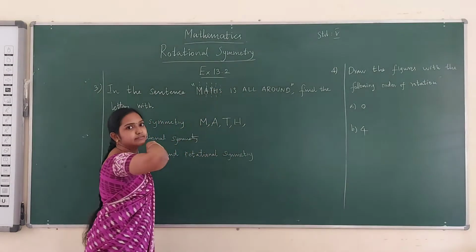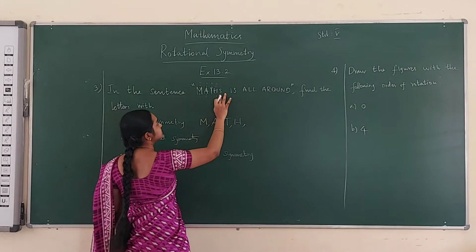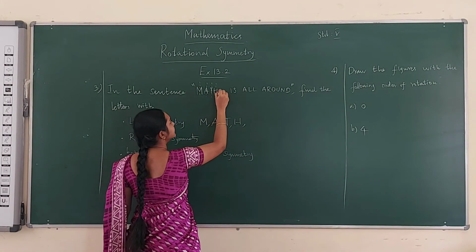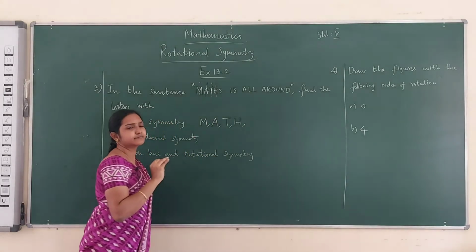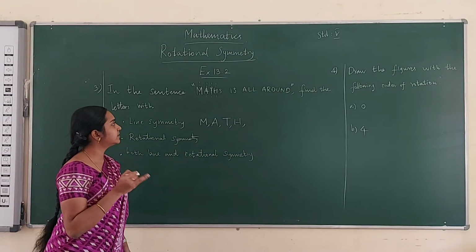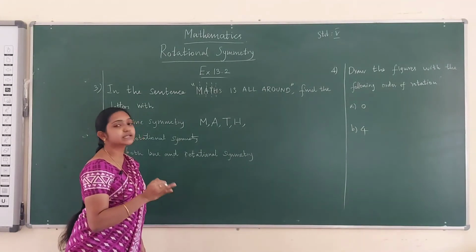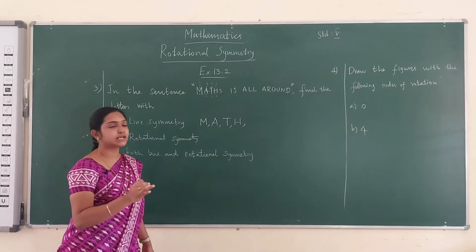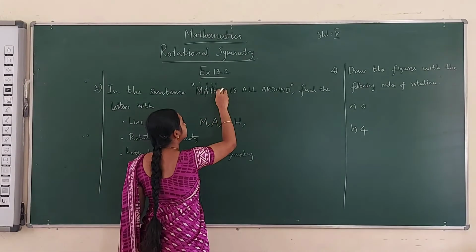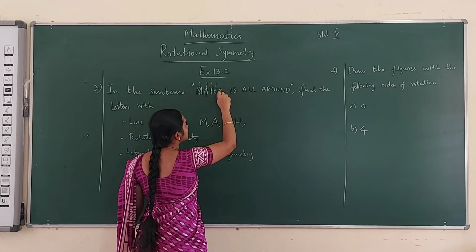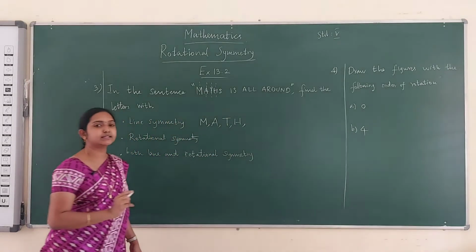It is not having line symmetry because it is not looking the same on both the sides. We can draw a line horizontally, vertically or slanting line also. But the concept is it should look the same on both the sides. Here it is not looking the same on both the sides. So S is not having line symmetry.